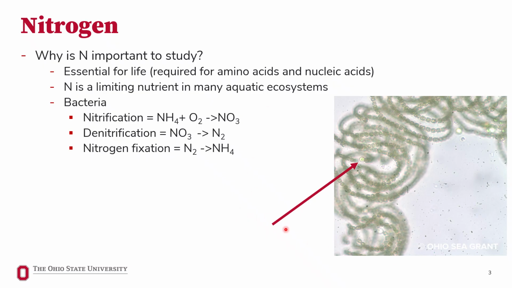This photo shows a cyanobacteria colony, and the arrow is pointing to a heterocyst, which is a specialized cell where this cyanobacteria can undergo nitrogen fixation. Interestingly, lightning can also convert atmospheric nitrogen into nitrates when it strikes the ground.